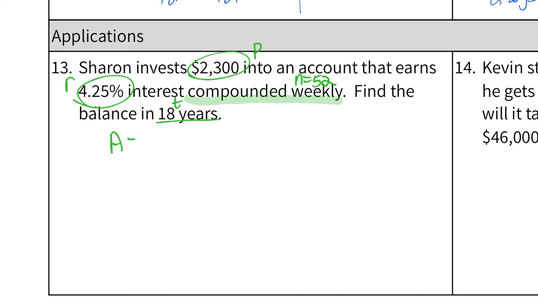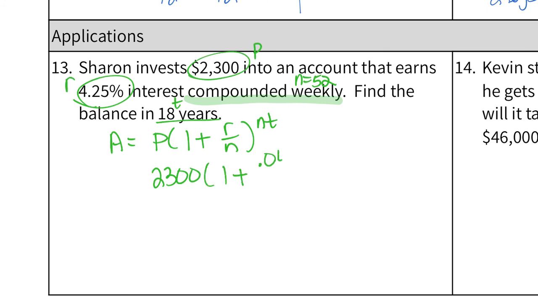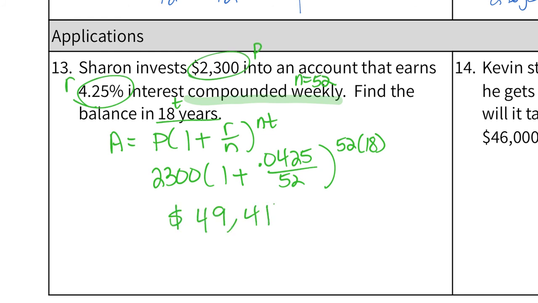So we're using this equation. We just got to fill in everything that we have. So principal was 2,300. 1 plus 0.0425 over 52 raised up to the 52 times 18. And then all calculators. So let me put this in the calculator for us really quickly. And I get, so this is money, it's balance, $49,411.43.